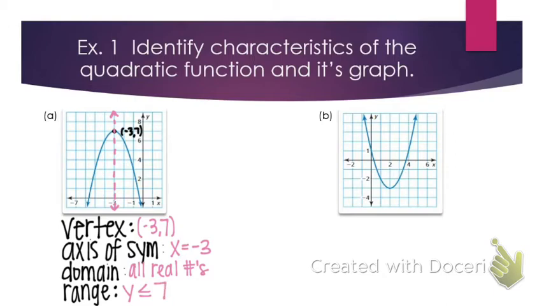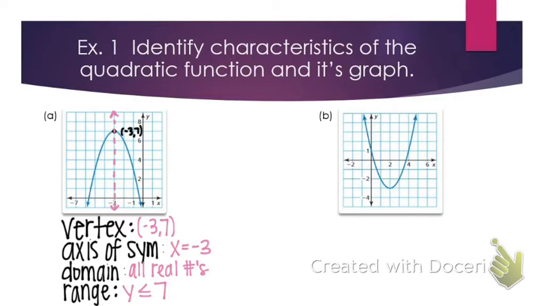Now, I want you to look a little closer at this. Go back to the vertex, and go to the axis of symmetry. What do you notice that the vertex and the axis of symmetry have in common? They have the same x value. And guess what? That's going to be the case every single time. Whatever your vertex is, the x coordinate of your vertex is also going to be your axis of symmetry.